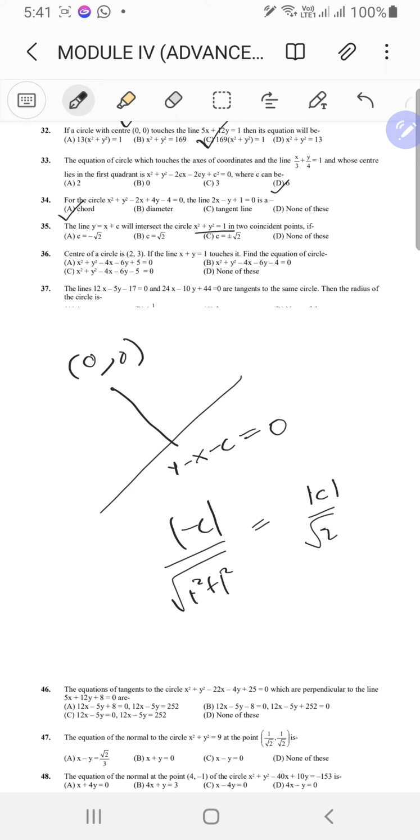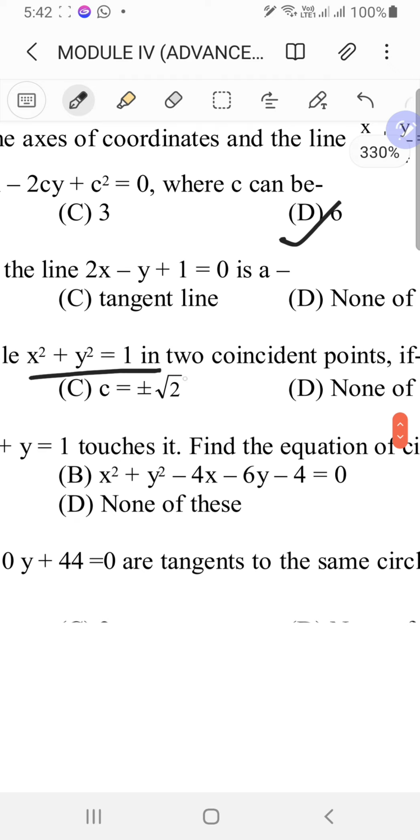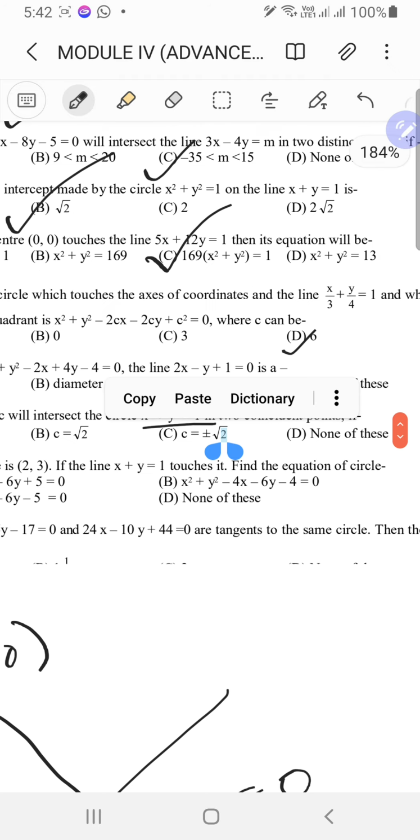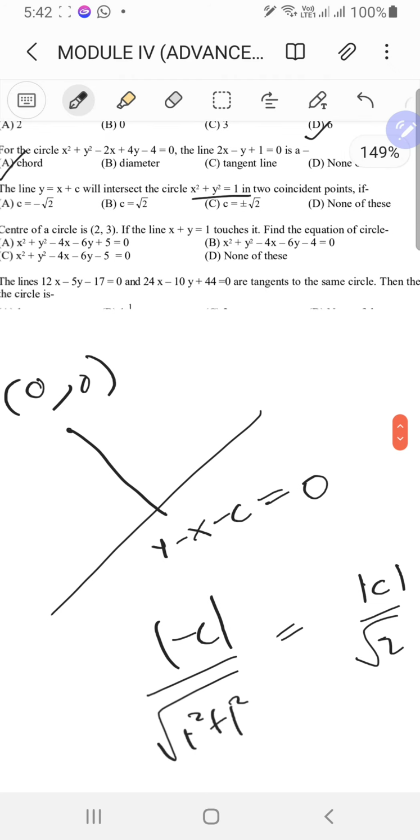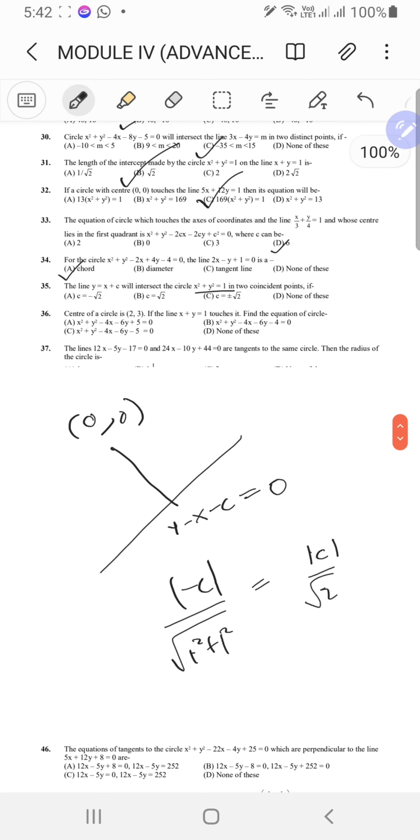and this perpendicular distance, right, it intersects this at 2 points. Okay, wait, oh, that's not in 2 coincident points. Oh, all right. So because it's 2 coincident points, that means it's actually a tangent, so it actually intersects only at 1 point, right? So this distance has to be equal to the radius, which is 1 in this case, so mod c has to be square root 2, which means c has to be plus or minus square root 2. Cool, so c is the correct answer.